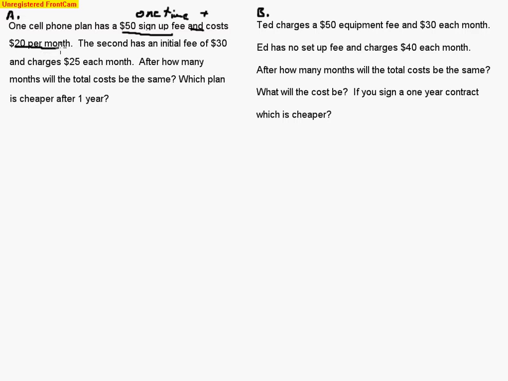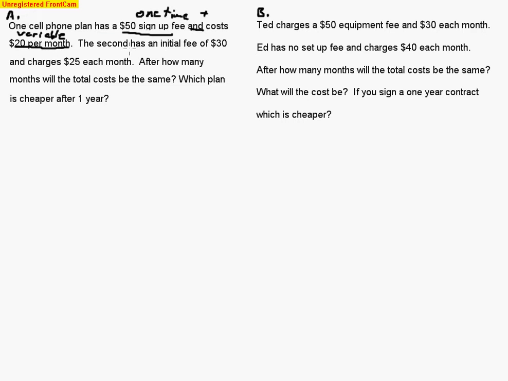So this is a variable amount. And the variable amount depends on how many months we end up using this item for. So if we use it for 1 month, it would just be $20. 2 months would be $40. 3 months, $60. So it kind of depends on the number of months.